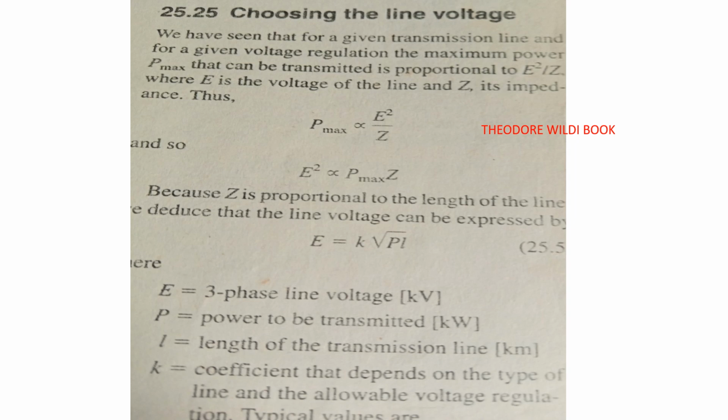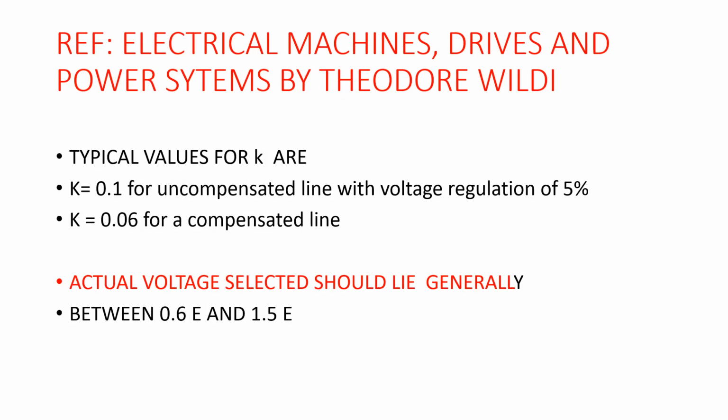Simple formula. Now let's see. K is equal to 0.1 and 0.06. K is equal to 0.1 for an uncompensated line, meaning there are no capacitors installed on the line. So we use 0.1, and when there are capacitors to be installed, we can use 0.06. But I recommend that we should use 0.1 because in case the capacitors are out of the line for some problem, then a voltage problem may occur on the transmission line.